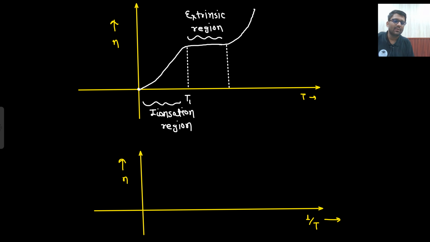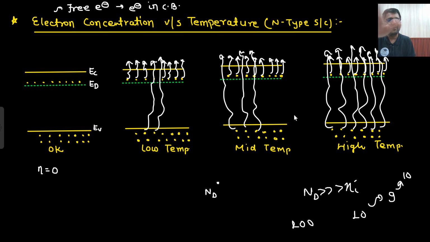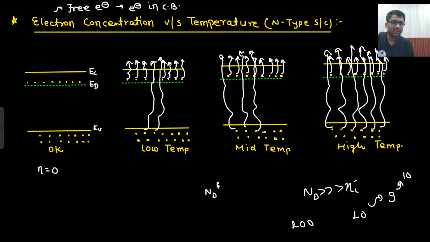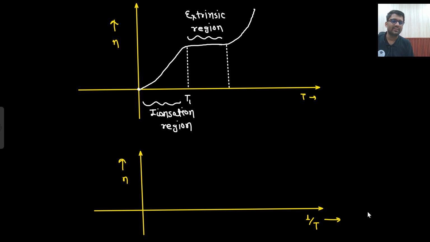Because in this region already all of these electrons have been ionized. In this particular region, all of your donor energy level electrons have been ionized, or whatever electrons are coming from the donor atom, all of these are ionized in this region. So that's why it is known as the extrinsic region. Basically you wanted the number of electrons to be this only.